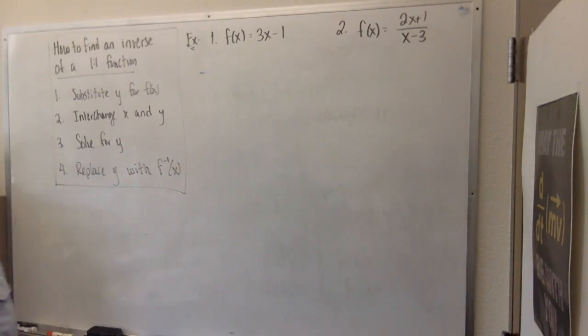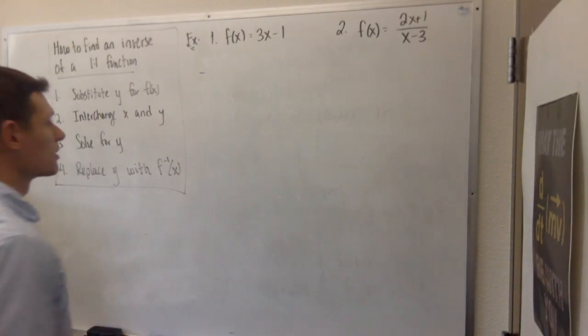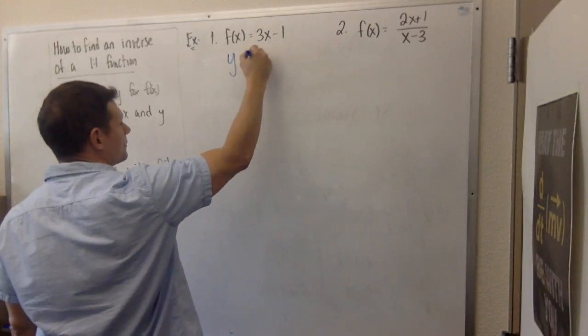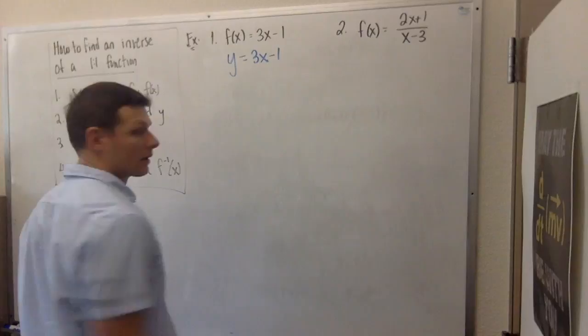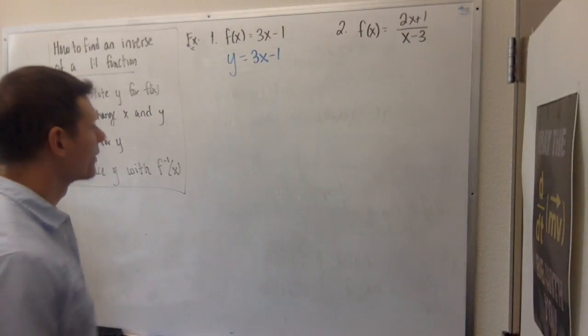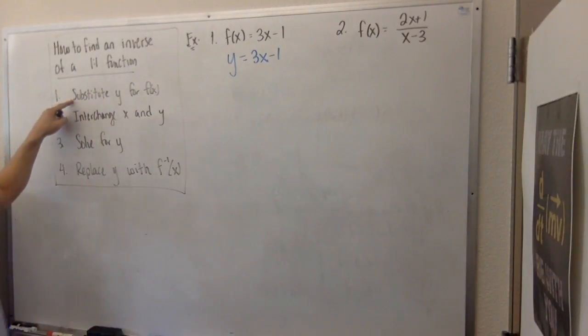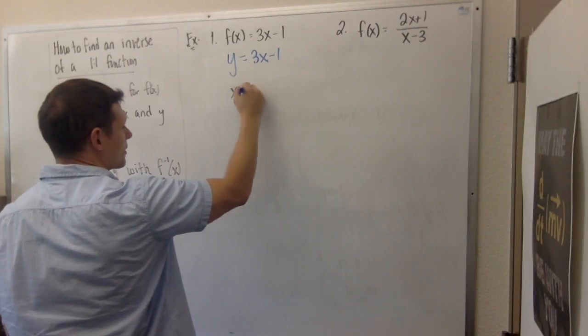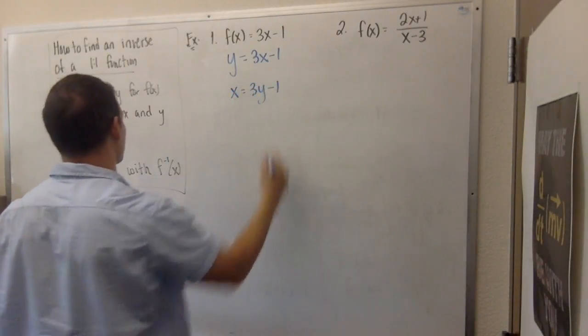So for this particular problem, let's do this first. Instead of f of x, we write y. So now we've got y equals 3x minus 1. That's what the first step is. Second step, interchange x and y. So I'll have x equals 3y minus 1.